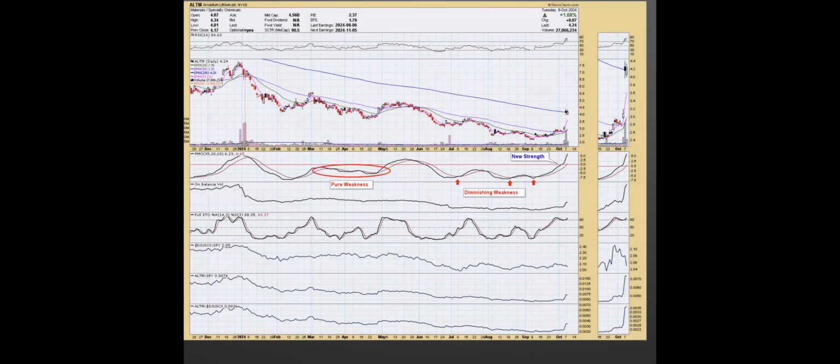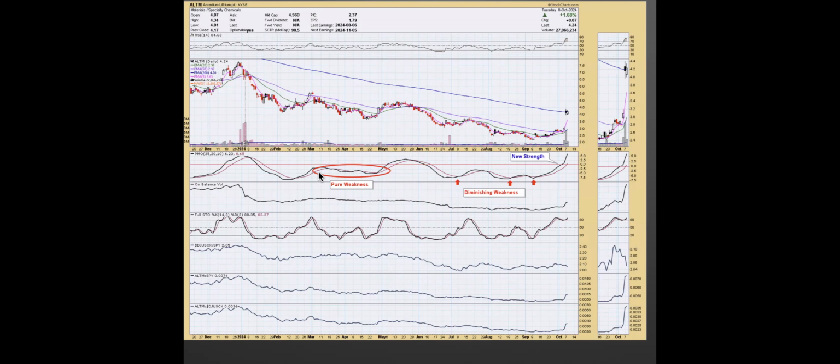So we want to talk about that strength, right? New strength, pure weakness, pure strength, and get a sense of how that all works. So here's a chart, and you can see that it has been in a downtrend this whole time. And so now we have to determine when we're getting that new strength.